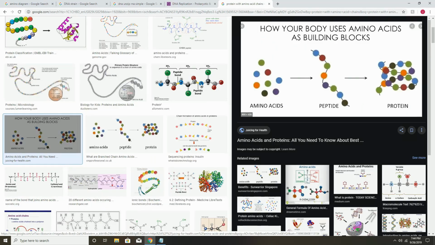Here we go. Here's a pretty good thing. Amino acids, they're all kind of separate, and the ribosome puts them into a chain, and then there's a bunch of chains that come together, and they kind of fold into each other and make a protein. Very well done.